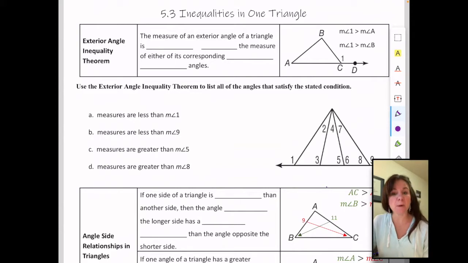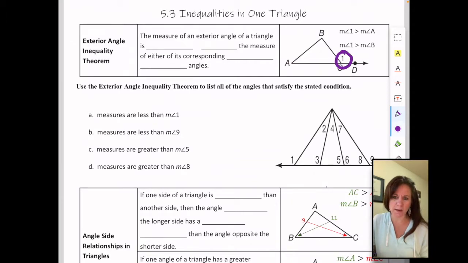Hello and welcome back. So we're learning all about triangles, right? And all the cool things that happen inside of triangles. So today we're talking about what we call inequalities in a triangle. We've talked about external angles before, and so let's review that real quick.